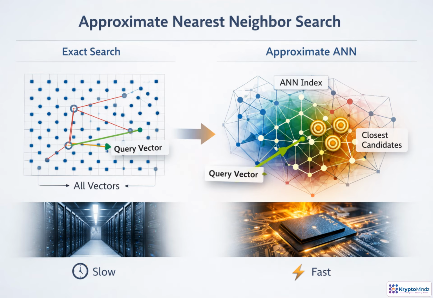Exact search compares every query with every stored vector. It is simple and returns the true nearest neighbors, but it becomes too slow when the collection grows to millions of embeddings. Approximate nearest neighbor search uses an index to focus on promising areas of the vector space. The results may be slightly less exact, but they are dramatically faster. For most RAG systems, that trade-off is worth it.